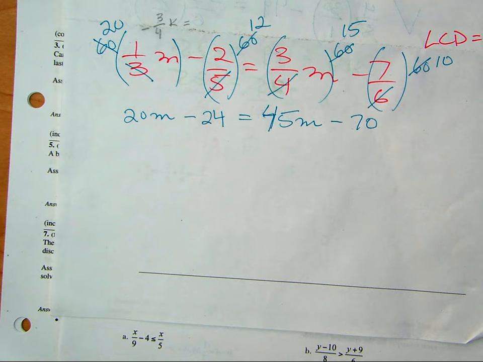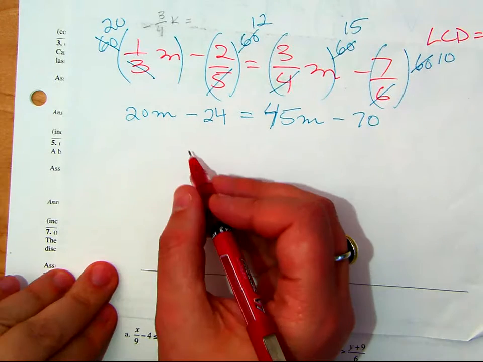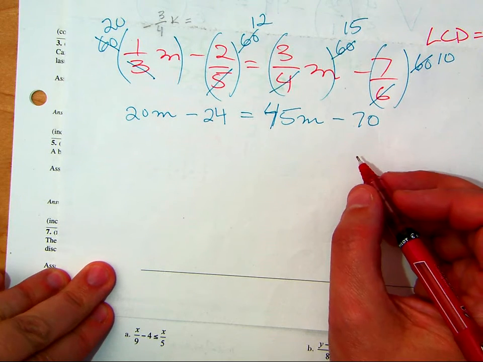Okay, that's a much easier problem to solve, wouldn't you agree? That problem's not scary anymore. You got rid of the fractions because you can do whatever you want, so long as you do the same thing to both sides. There you go. Okay, what do I do next?